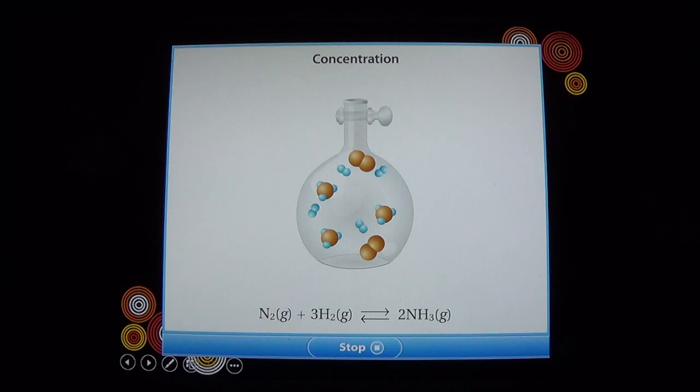So check it out. Pressure only affects gases. Reagents also affect a system. If the concentration of one of the reagents is increased, the equilibrium will shift to favor the reaction that reduces the concentration of the added reagent. If more hydrogen is added to this flask, more ammonia will form to reduce the hydrogen concentration.